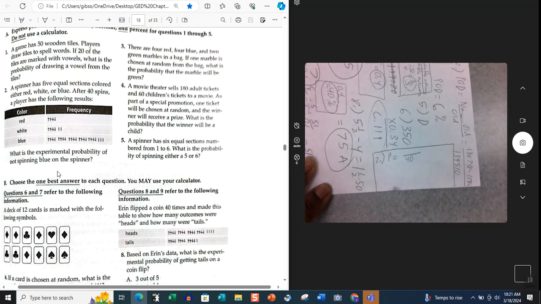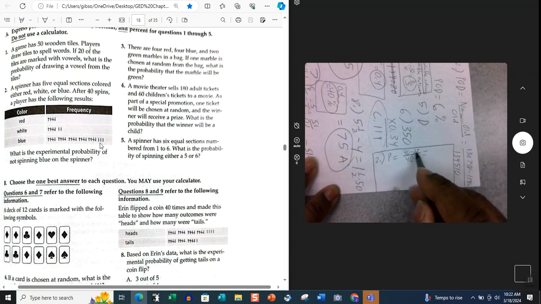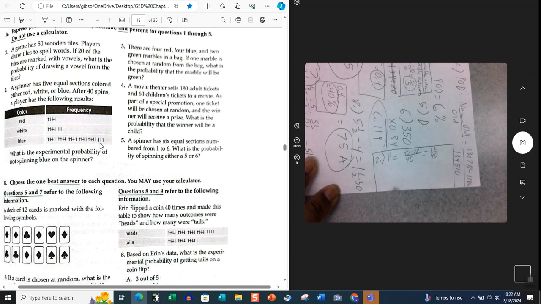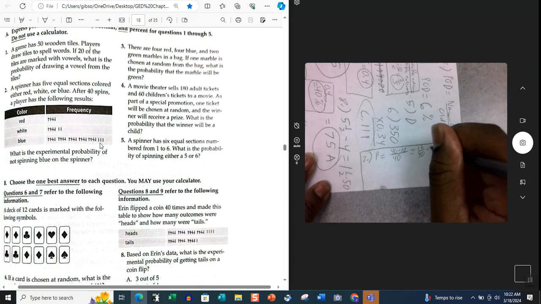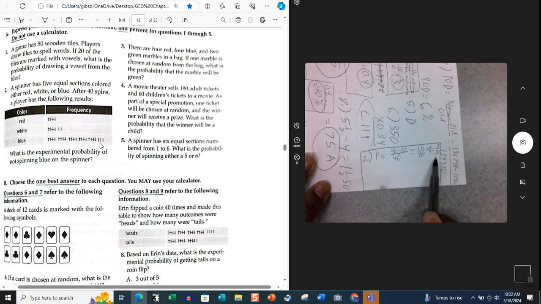Now for your numerator, it says, what is the experimental probability of not spinning blue on the spinner? So what we would do is take out blue. So blue is 5, 10, 15, 20, 25 is 28. So to get our numerator, we'll take 40 minus 28 because we want not blue. So 40 minus 28 is 12 over 40. Now, when you have 12 over 40, 12 and 40 both have 4 in common. So that would give us 3 over 10. So 3/10 would be your fraction.